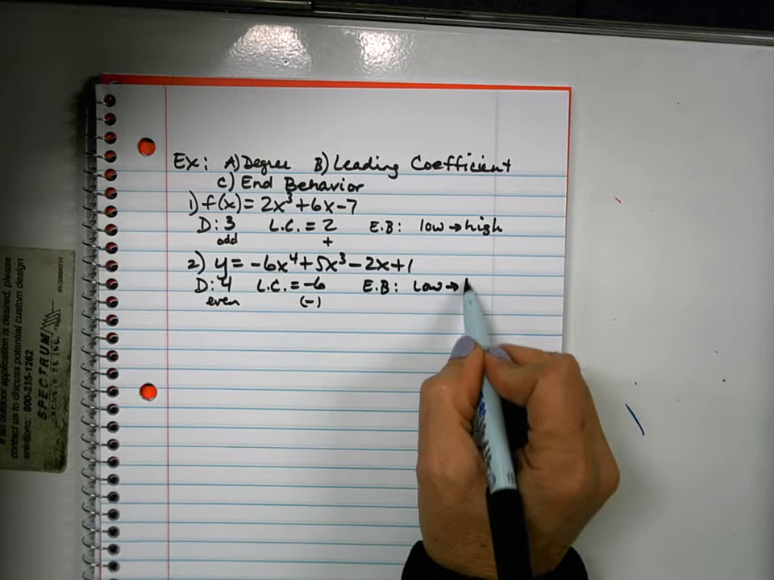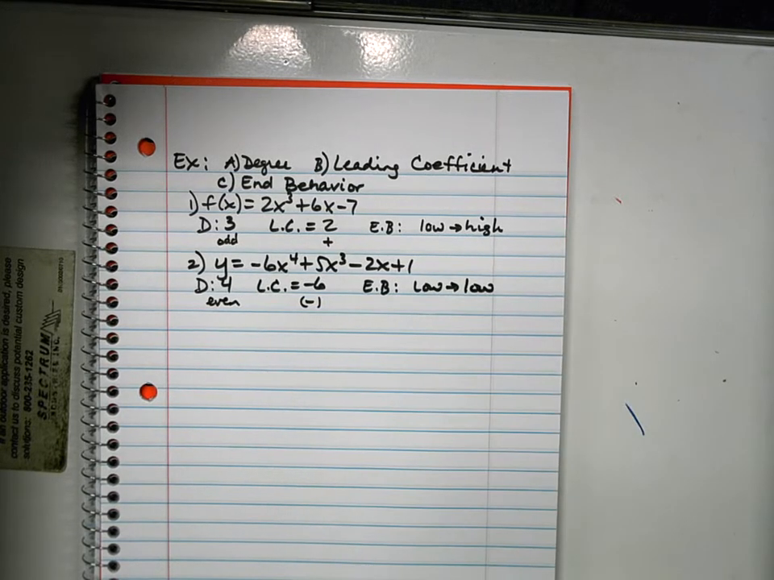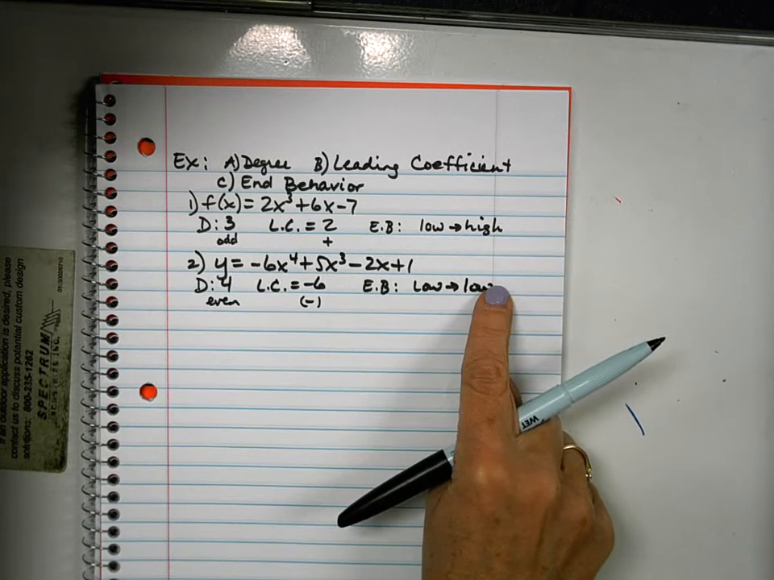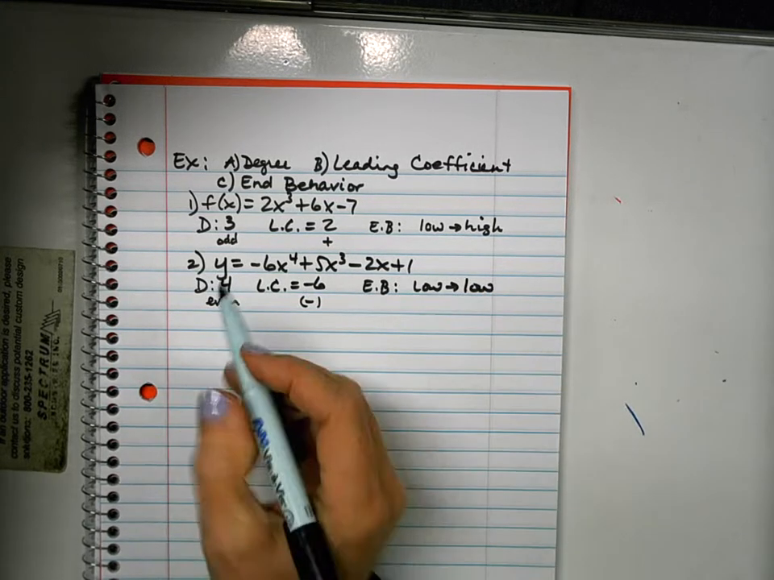It's going to start low. It's going to end low. It might come up and do some little twists and turns in there, but ultimately it's going to start down at negative infinity. It's going to end down at negative infinity. To the left, it's down at negative infinity. To the right, it's down at negative infinity. That's what that means. Okay.